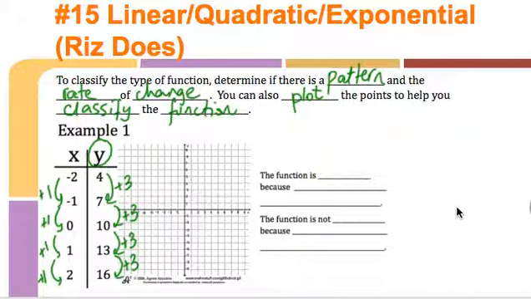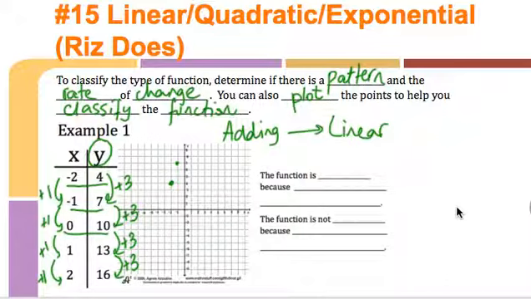Now I know from the set of notes that I just took that constantly adding means the function is going to be linear. But let me just prove it to myself also by plotting the points. So negative 2, 4, that's to the left 2 spaces and up 4. Negative 1, 7, that's to the left 1 and up 7.